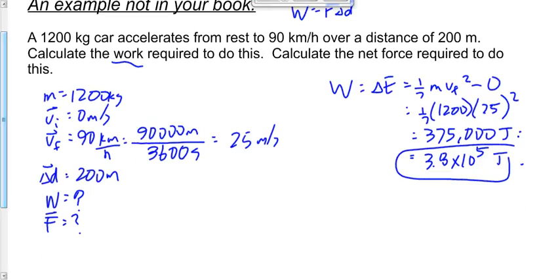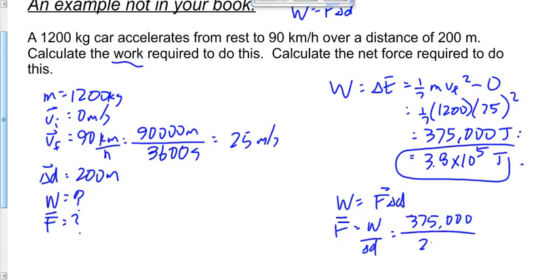Now I want to find force. W is equal to F times D. F is equal to W over D. W is 375,000 joules divided by 200 meters. Dylan, what'd you get for that one? 1,875, so 1.9 times 10 to the 3 newtons.